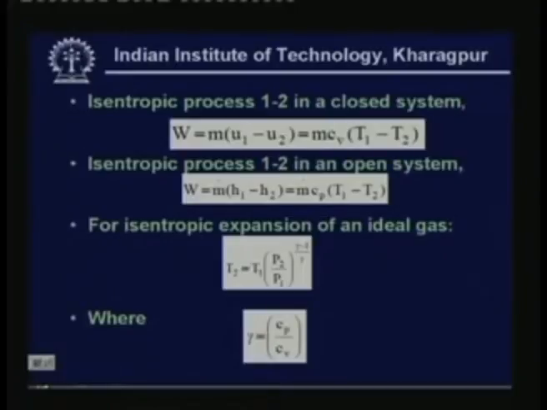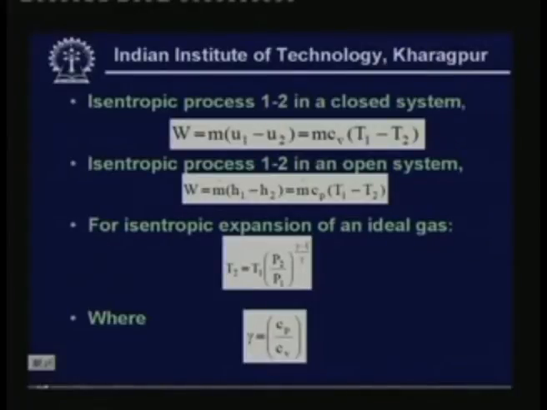And for both closed as well as open systems, you can very easily show that whenever an ideal gas is undergoing isentropic expansion, the temperature is related to pressure. That is given by this relation shown here, T2 is equal to T1 into P2 by P1 to the power of gamma minus 1 by gamma, where gamma, as you know, is equal to Cp by Cv for ideal gases.